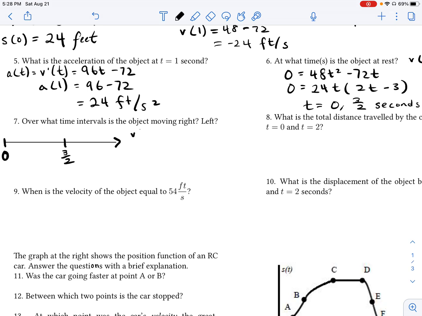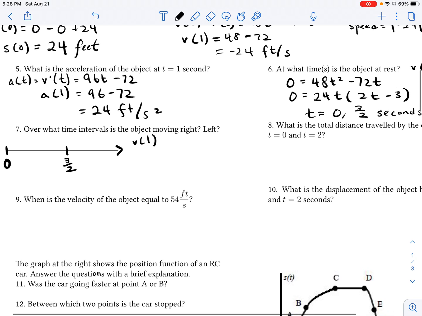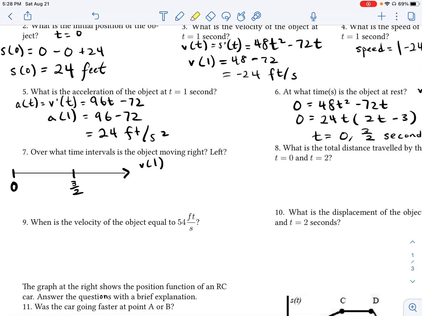What would v of 1 be? Well, we already found that earlier. We know that v of 1 is equal to negative 24 feet per second, which we saw here. So we know that our velocity is negative. Let me just do this in red. It's negative between 0 and 3 halves seconds.